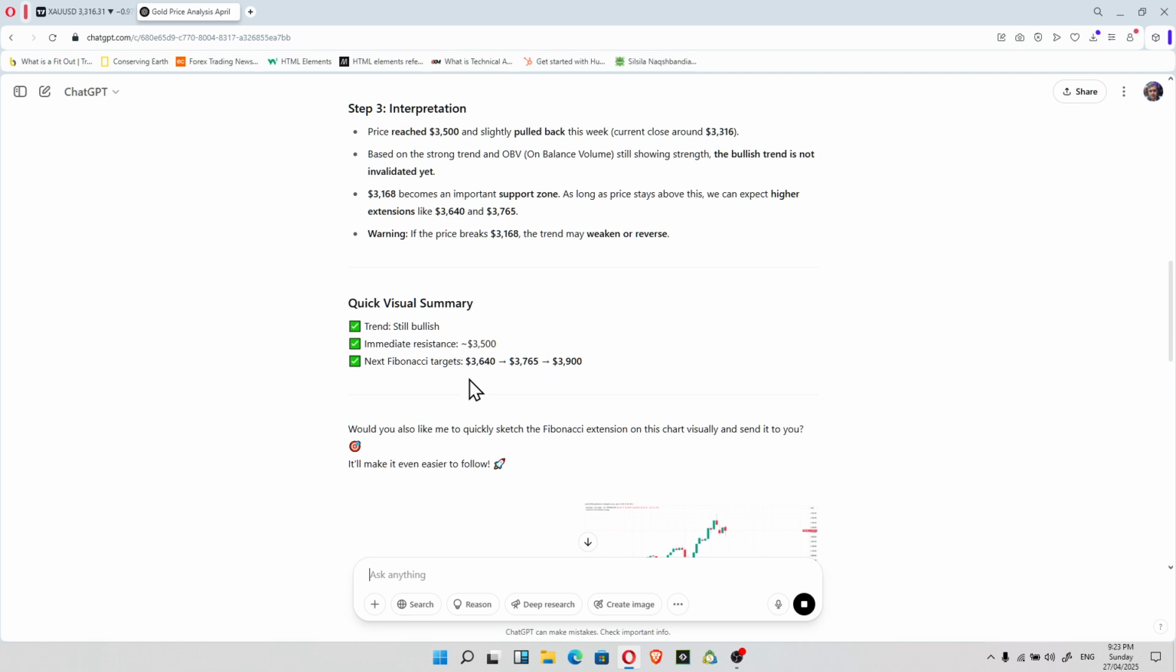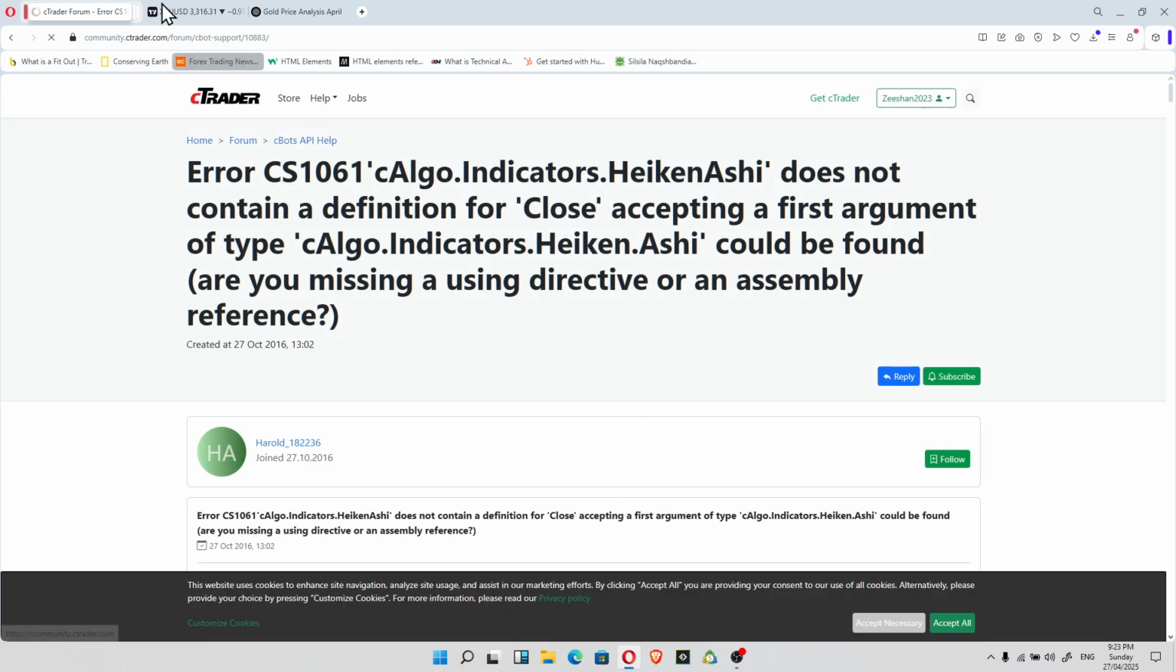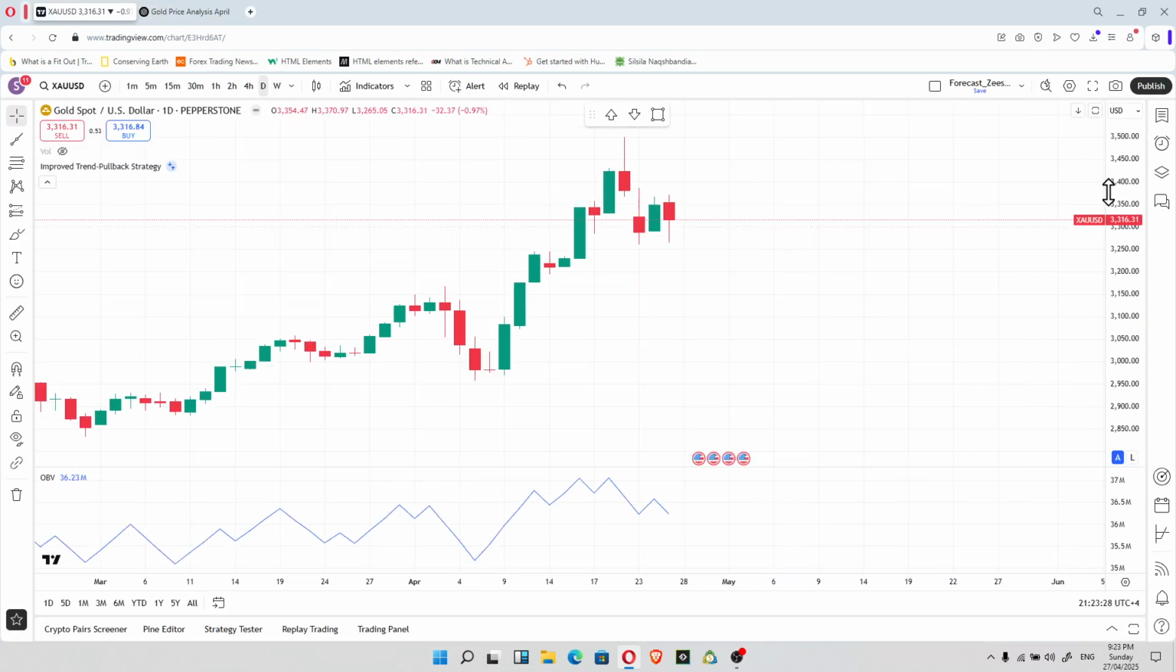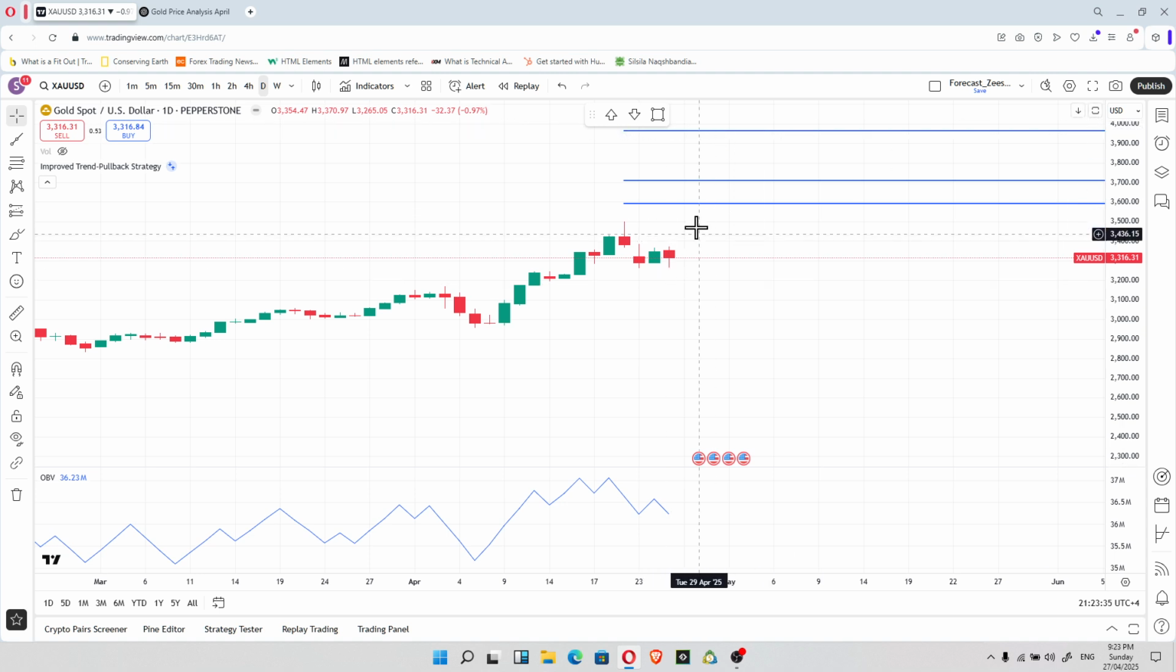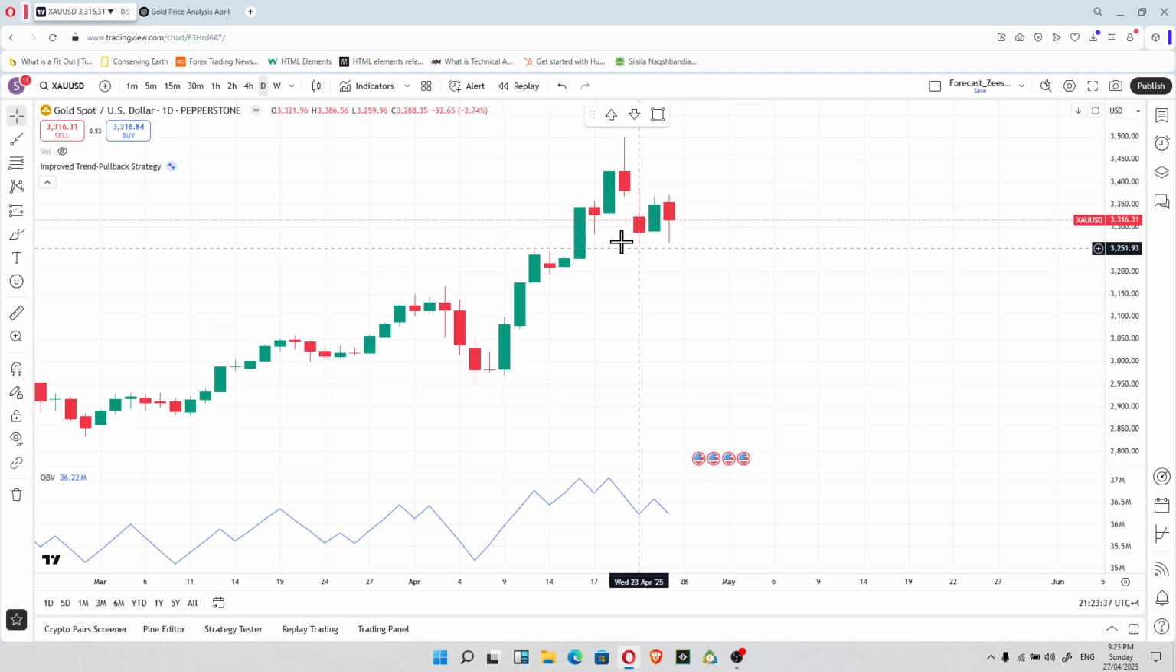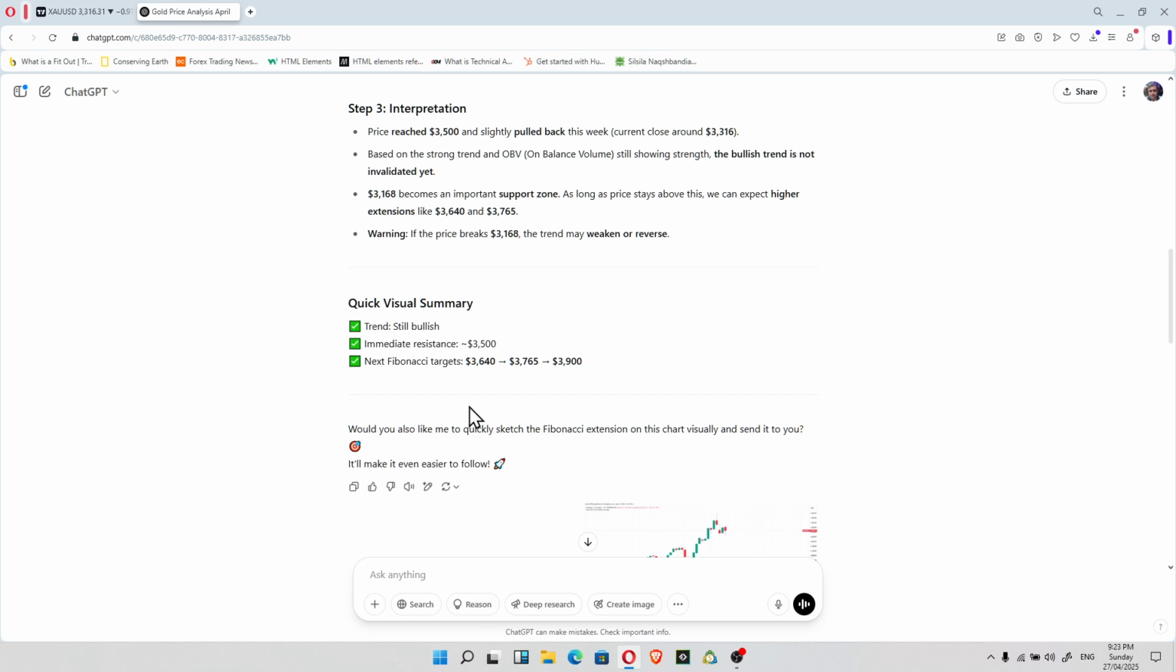3500 is the immediate resistance. After that, the next Fibonacci targets are 3640, 3765, 3900. These are the targets where you can expect the market to bounce back. If the market comes up, it can bounce from here. These are just the Fibonacci extensions we applied based on the Fibonacci golden ratio.